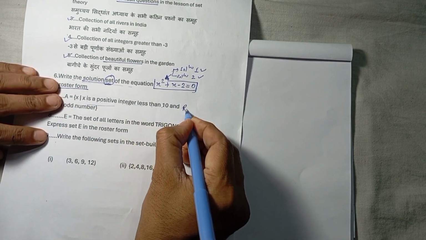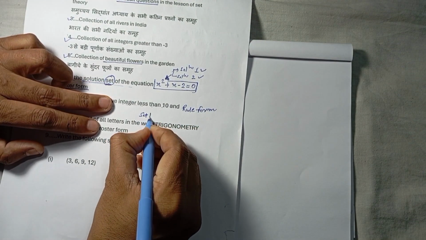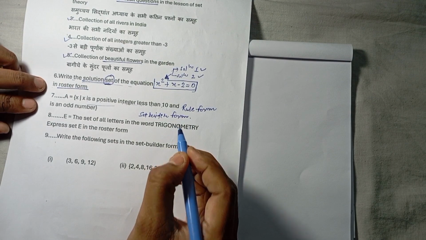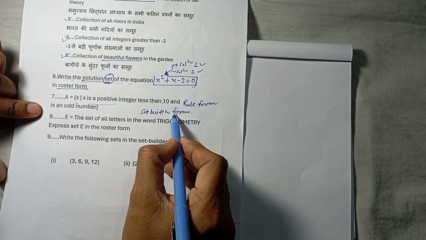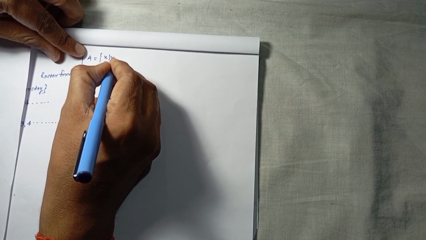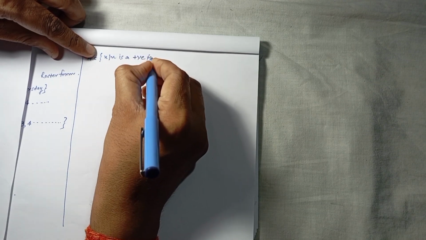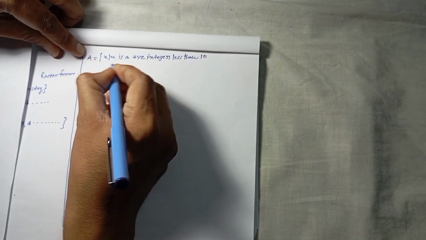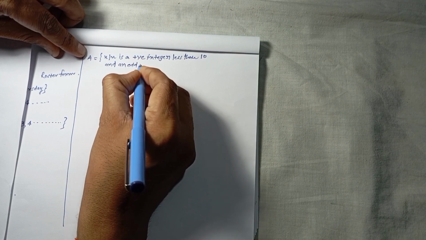This is actually rule form, or set builder form. Clear? Now we have to express this set given in the set builder form in the roster form. So set A is x such that x is a positive integer less than 10 and an odd number.